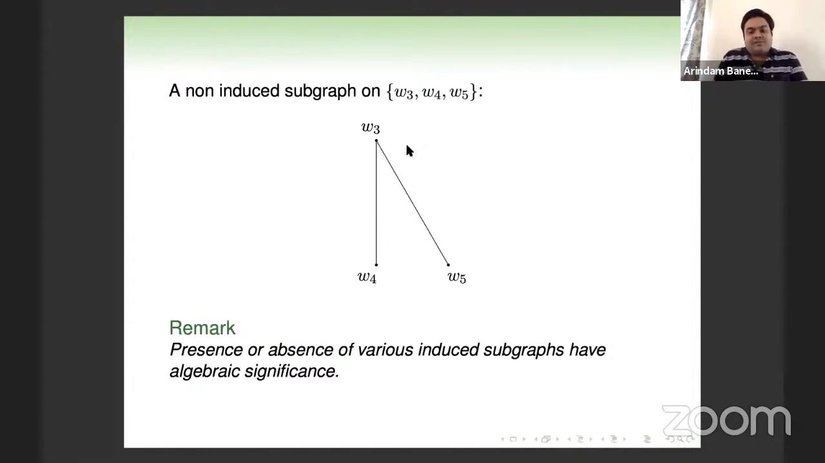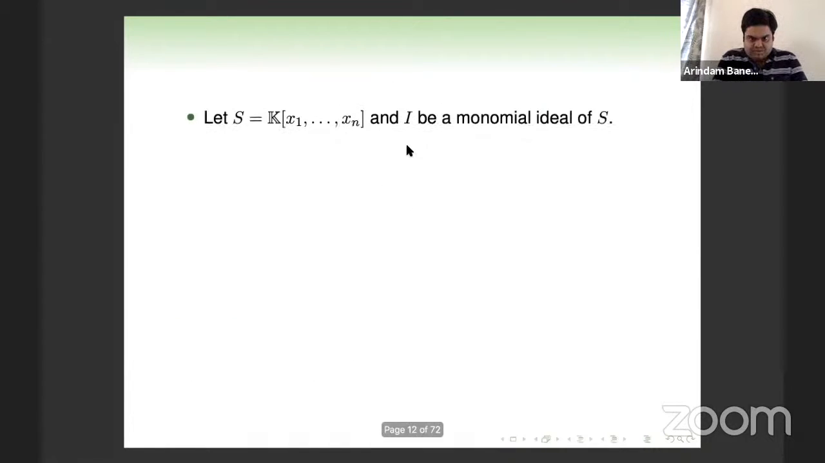Presence or absence of various induced subgraphs have algebraic significance. And this is what makes induced subgraphs so important for our talk. So now let me define what I mean by algebra for today's talk, what really are the algebraic concepts that will be relevant. Let K be a field, and S a polynomial ring. By the way, I started with an arbitrary field for today's talk and also for Yogesh's talk. This field will not be that important. Whatever results we are talking about work for every field.